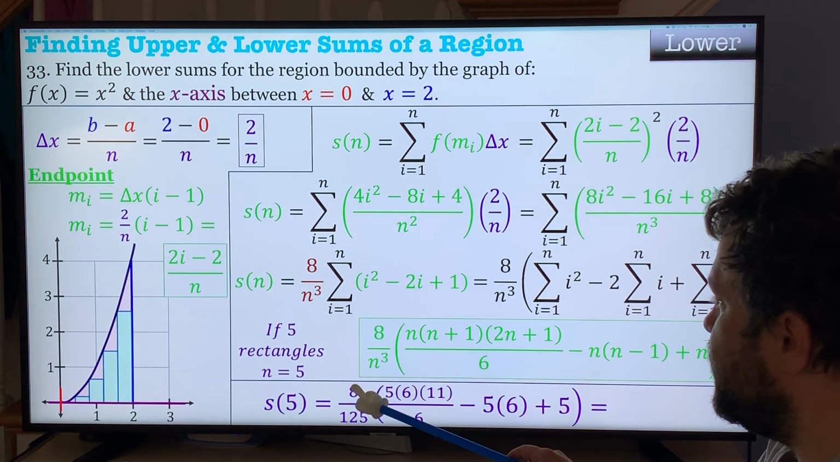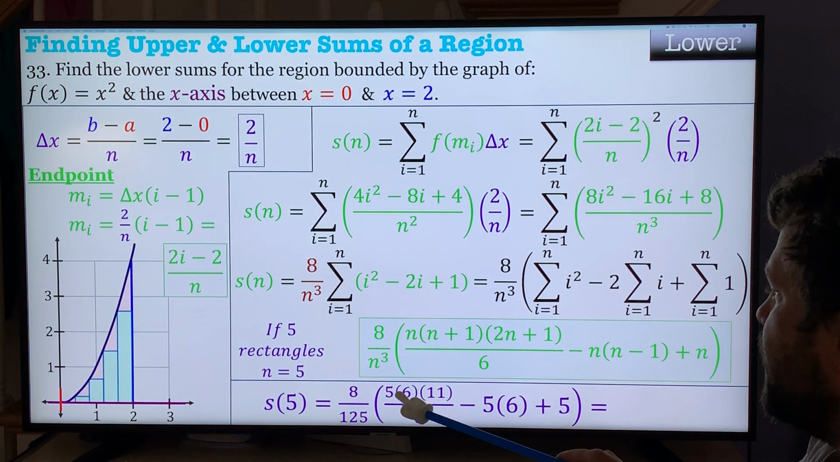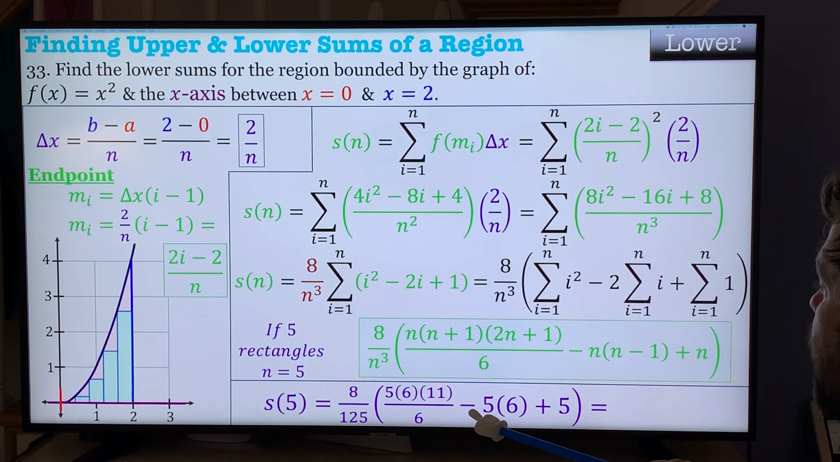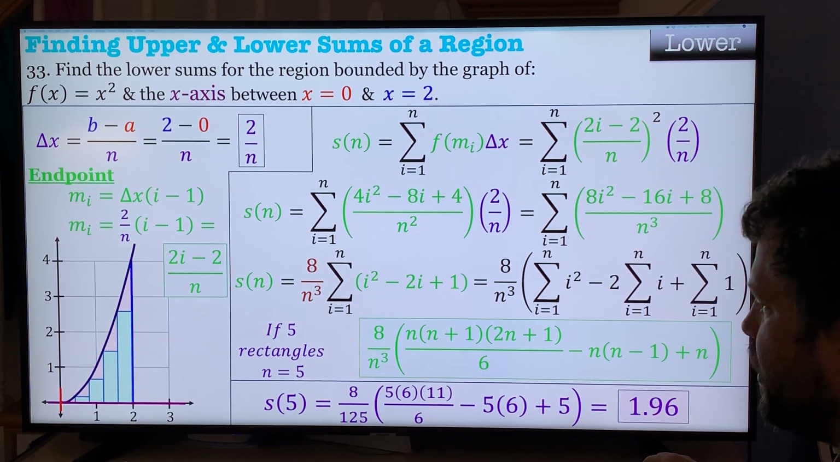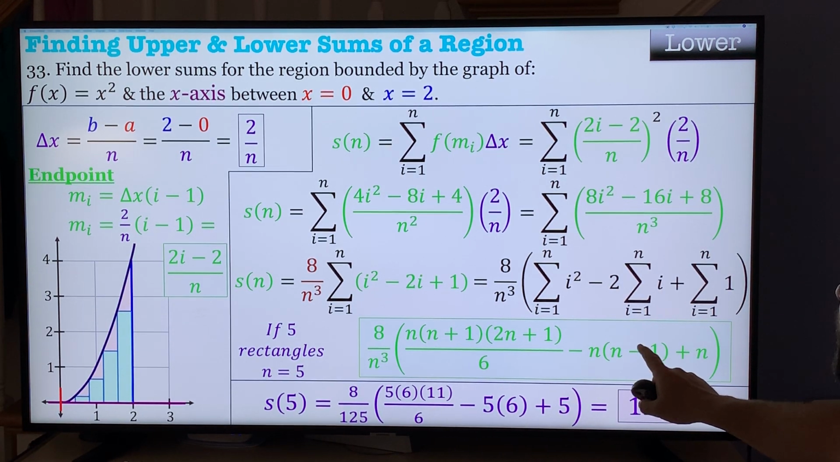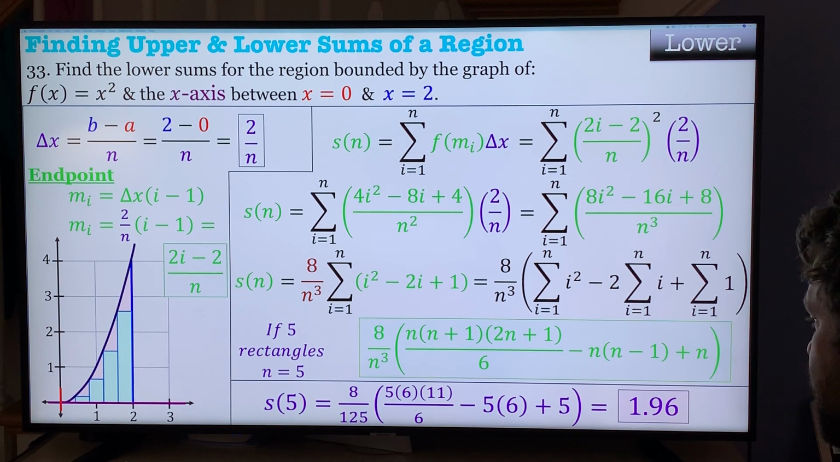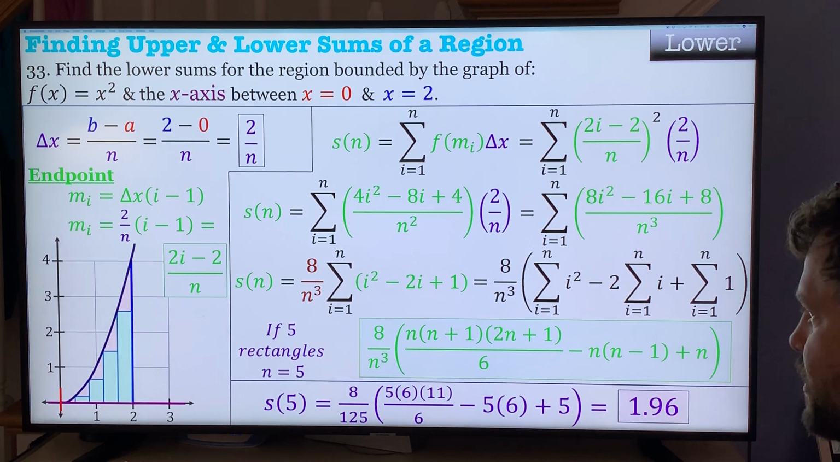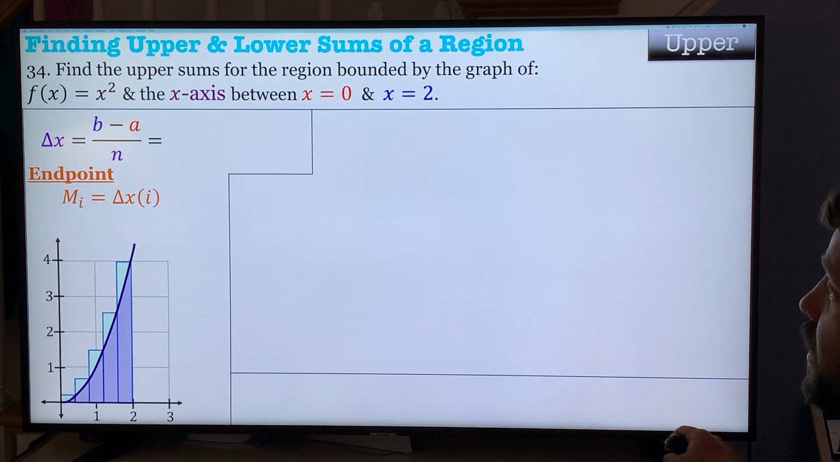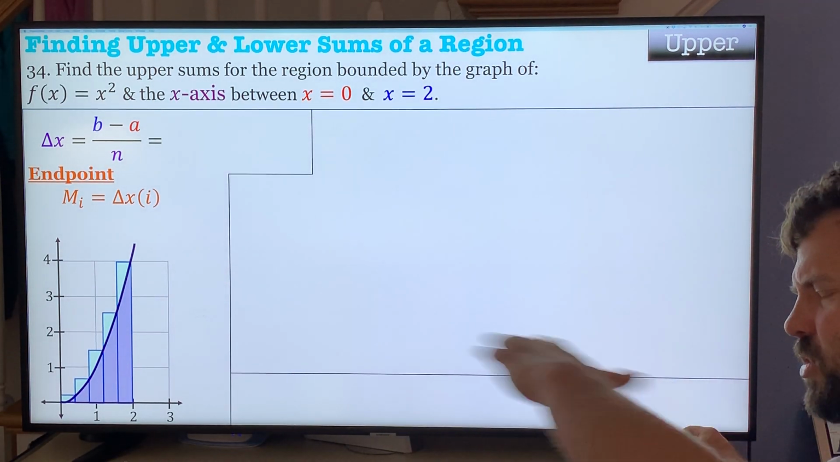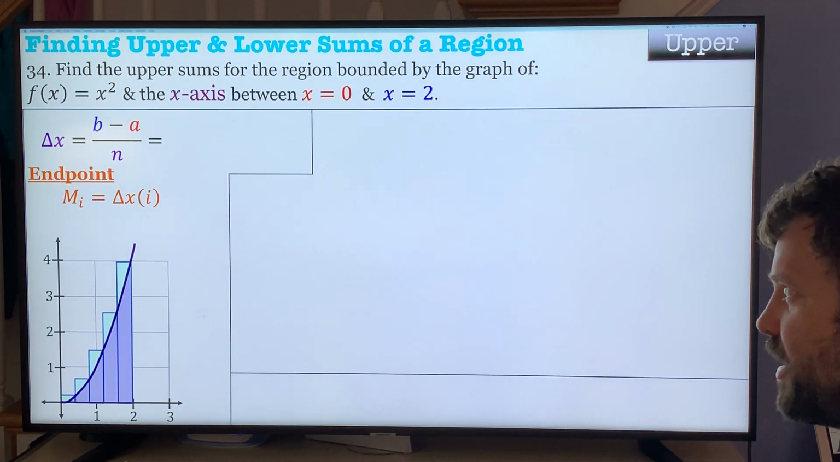5. It'd just be 8 over 5 cubed, which is 125, times 5 times 6 times 11 over 6, minus 5 times 6. Oop, that should be a plus. Messed it up. Plus 5, and you get 1.96, right? See? If I increase the number of rectangles, it increases the accuracy of the answer. So just think of this answer right here, 1.96, and we're going to do this with the upper limit sums. So that's the lowest. It's going to be about 2, all right? So that's the lowest possible number you're going to get.